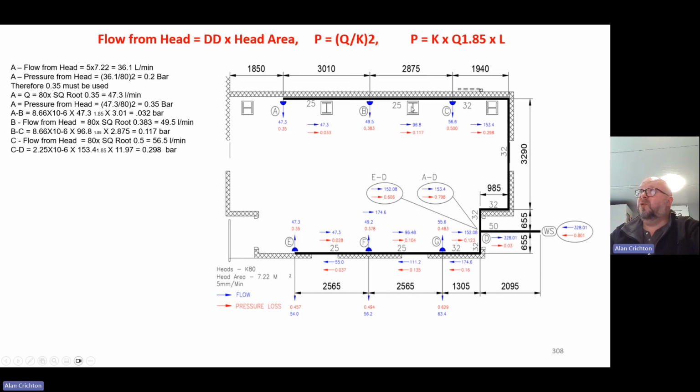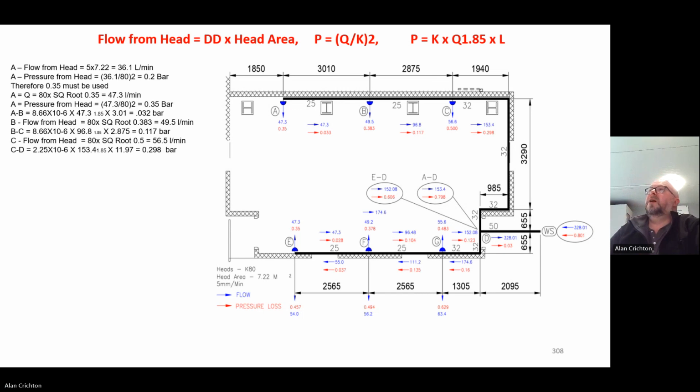Okay, now we don't need to do a calculation for every single pipe. So basically, like we talked about before, when you're calculating a pipe with bends and elbows, we're making it one big straight length of pipe. Because it's the same size of pipe, we don't need to do a separate calculation. We can work that out. Okay, so basically it'd be 2.25 times 10 to the minus 6 times 153.4, which is the flow from the three heads, to the power 1.85 times 11.97, which is the length of pipe, including the bends. So the pressure loss through this pipe from C to D is going to be 0.298.